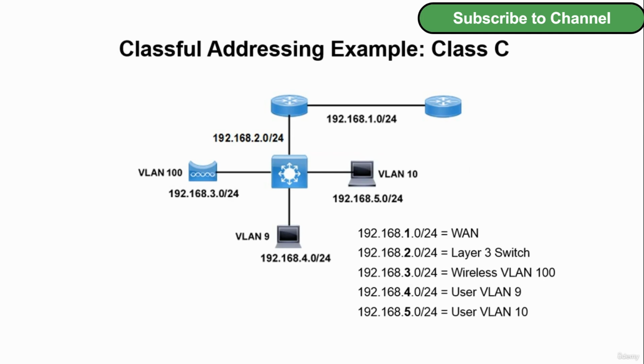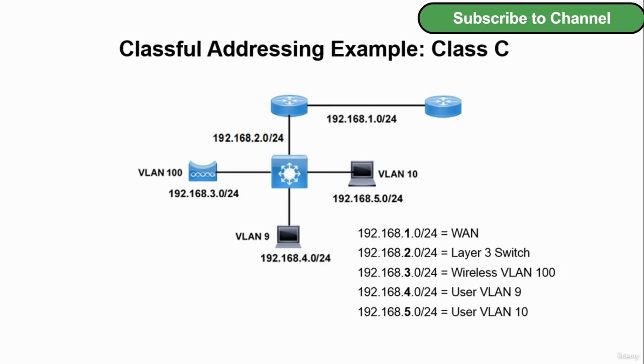And here's an example of the addressing you'd use for classical, and there's the 1.0 subnet. That could be a WAN interface. Then there's 2.0 for this subnet between layer 3 switch and router. Then this is a bunch of wireless access points assigned to VLAN 100, and it's using 3.0. Then VLAN 9 could be a data VLAN, that's 4.0. And VLAN 10 could be another user VLAN, and that's 5.0. So there are the 5 subnets.